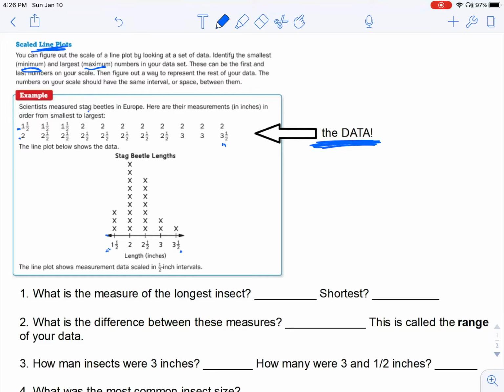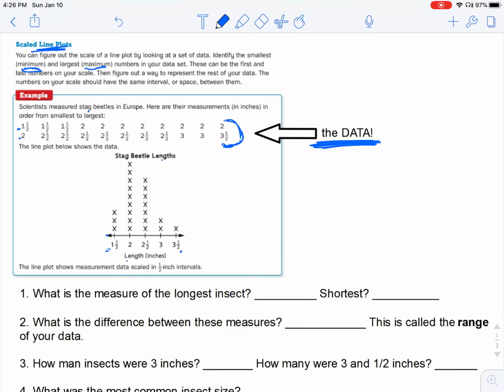So obviously if we look at just these numbers, it's really hard to draw any conclusions from those. They're not organized well, and my mind can't make sense of them. So that's why we use line plots, to put a nice visual to the data to help our minds make sense of them. A line plot has to have a title. The title tells you what this is describing, stag beetle length in this case.